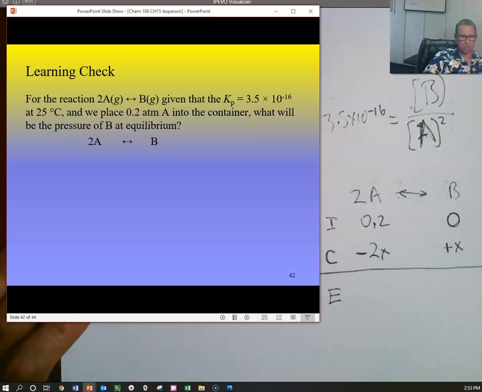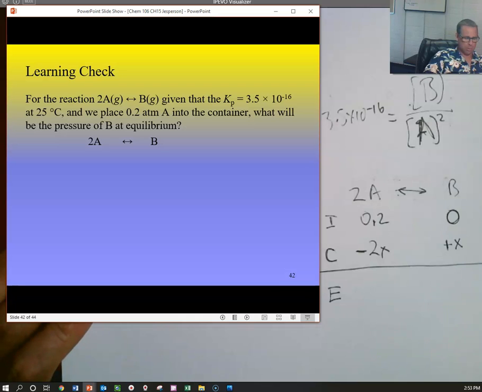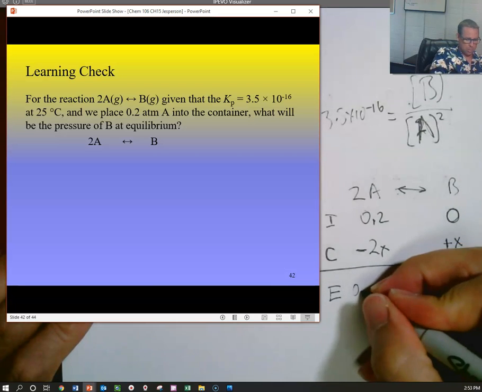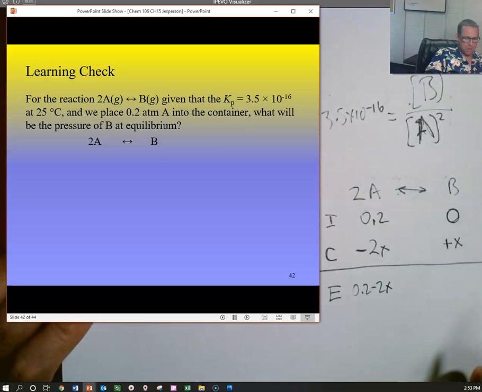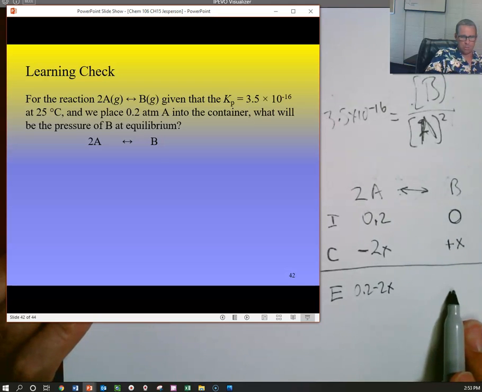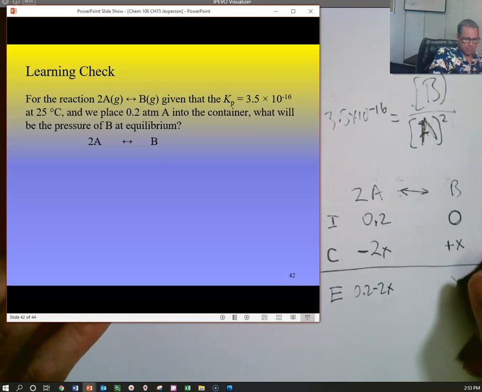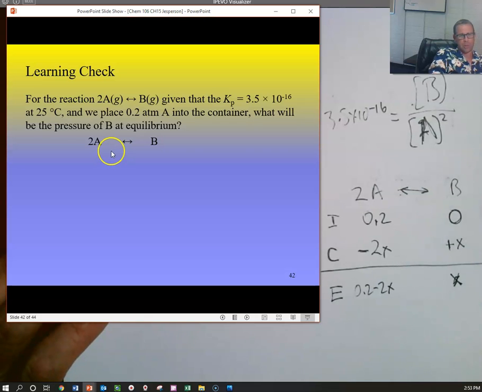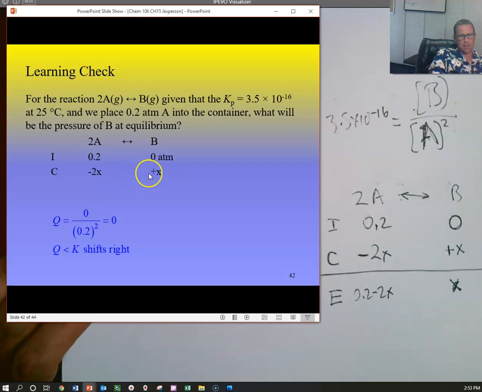Is it like 0.02 minus 2x? That's right. And then this one over here? Just x. Very good. So once we get that done, if we wanted to be technical about it, we could have thought about solving for our Q and seeing that Q equals 0. And so again, recognizing we have to shift to the right.